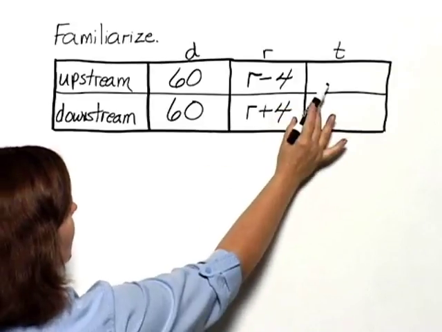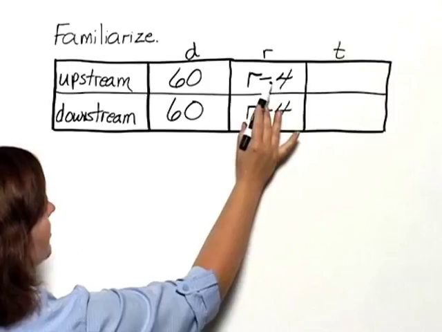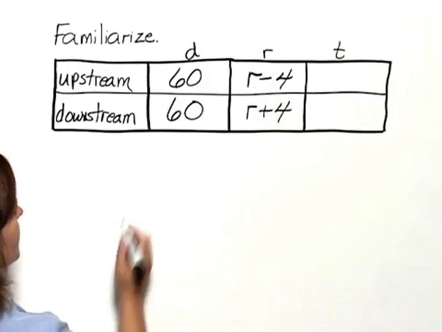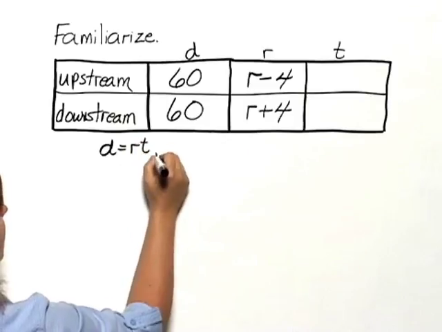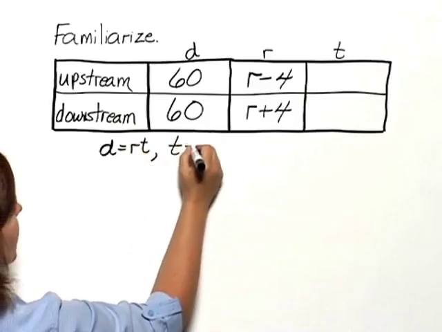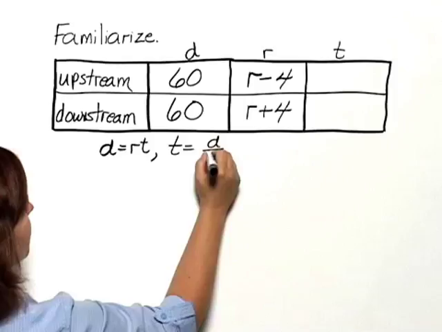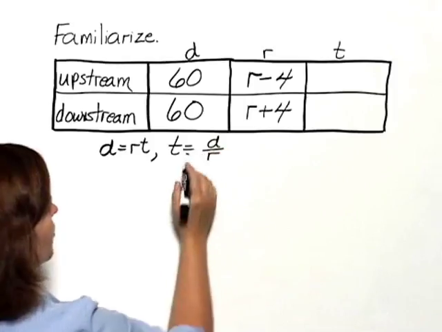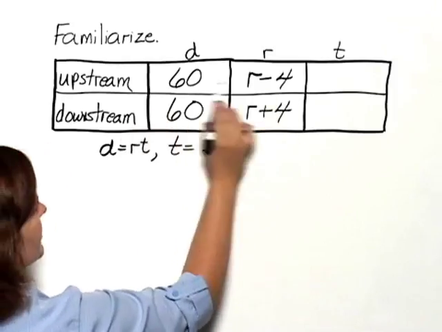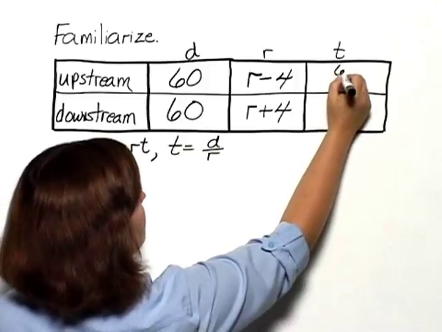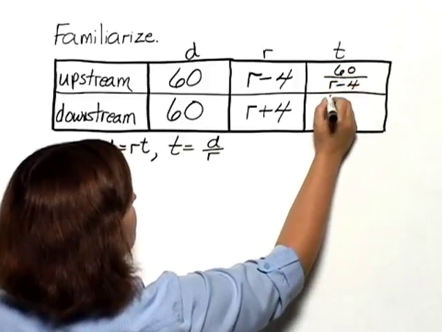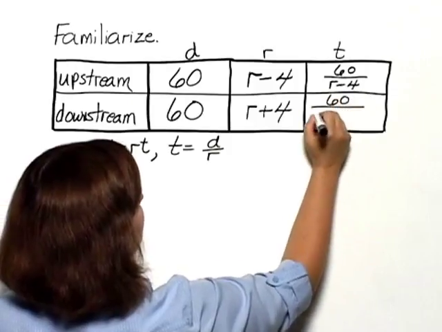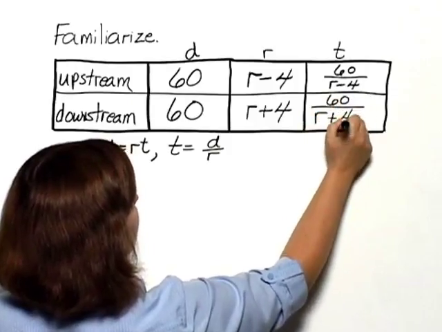To get the time, we write it in terms of what we know up here, so we don't introduce more variables. We know that distance equals rate times time, so solving for t, time is distance divided by rate. So we can use upstream, the time would be 60 divided by R minus 4. And downstream, it would be 60 divided by R plus 4.